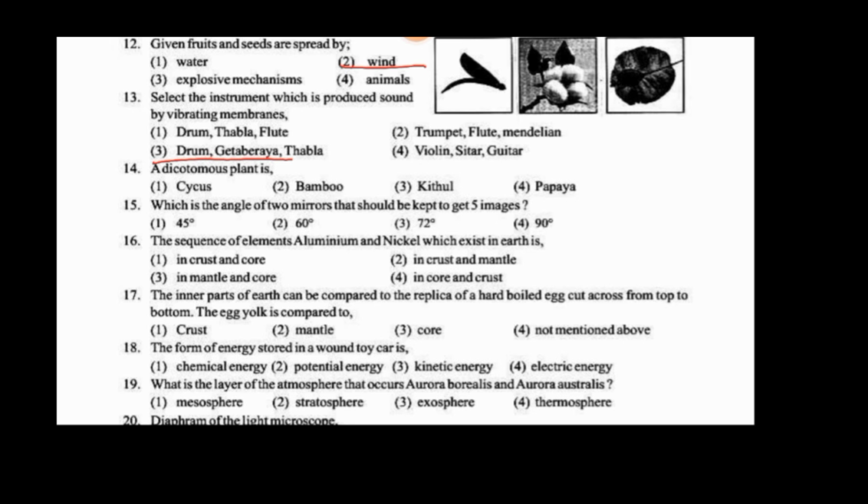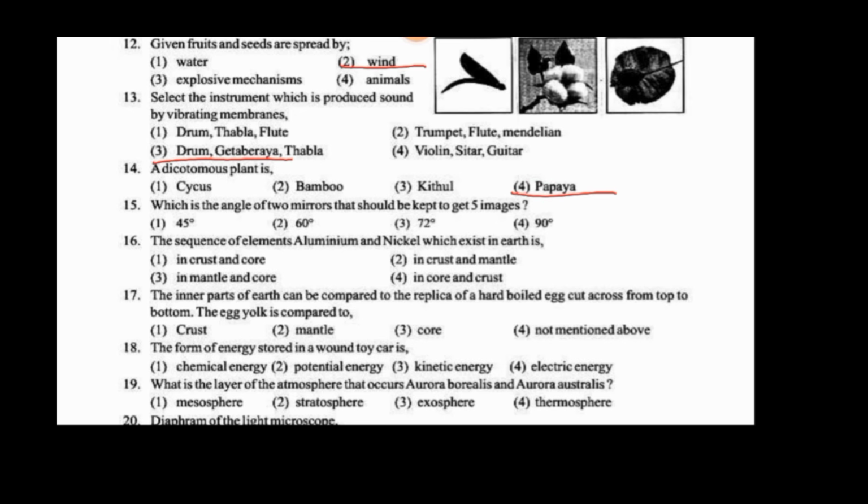So here the dicotyledonous plant is papaya, kitul, bamboo, cycas. What do you think? Which one is a dicot plant? And yeah, that has the above features which I mentioned. Cycas, bamboo, kitul, or papaya? Papaya, right? Papaya.